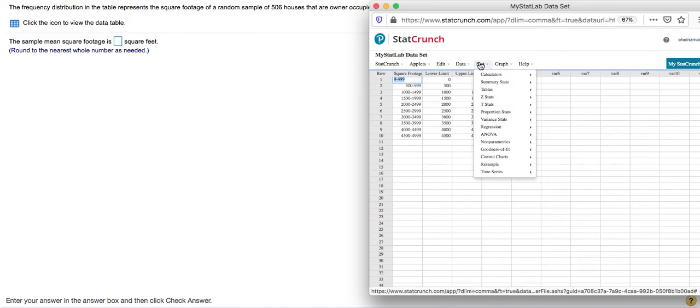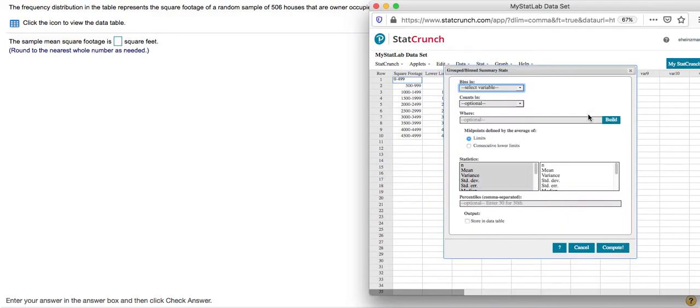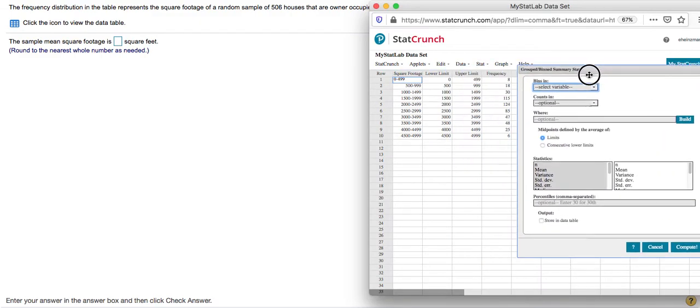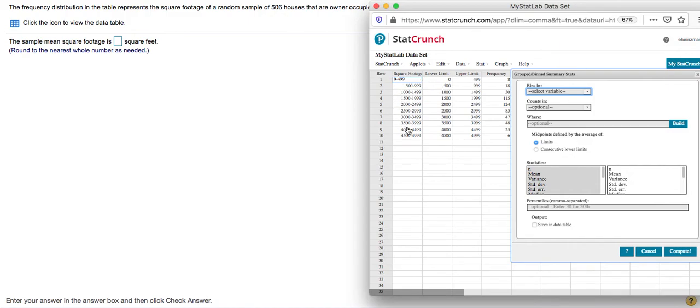You go to Stat, Summary Stats, and then choose Grouped and Binned Data. That's what this means here in a frequency distribution. These are the bins. It's where the frequencies are spread apart between. And then these are your counts. So for bins in, I'm selecting square footage. That's this column. And then for frequency, that's my counts in. So that's here.